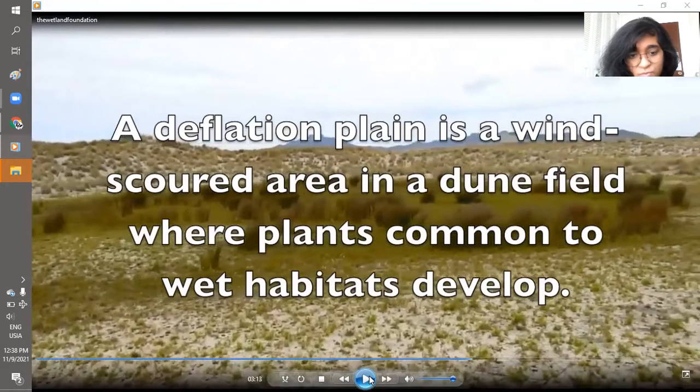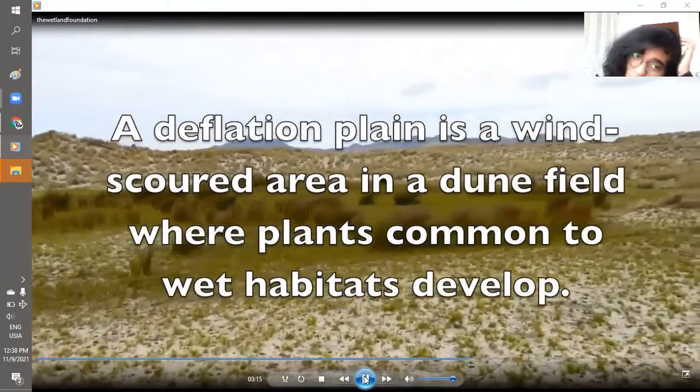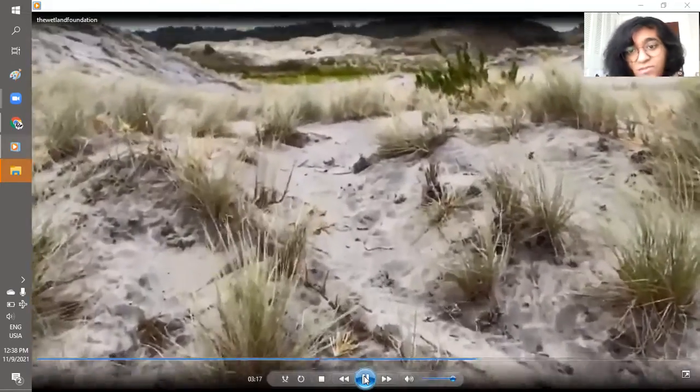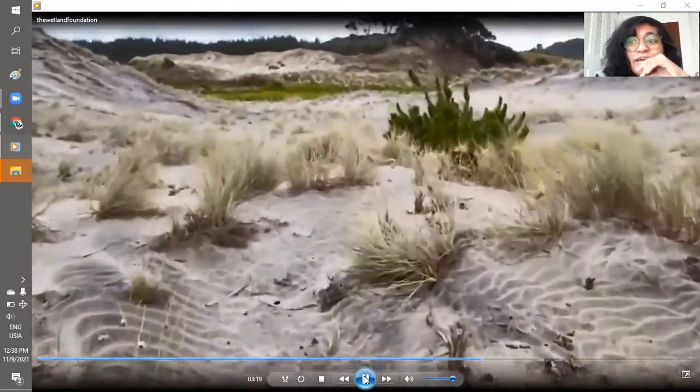Common to wet habitats develop. So a deflation plain is a wind source area in a dune field where plants common to wet habitats develop. There are different types of plains also.